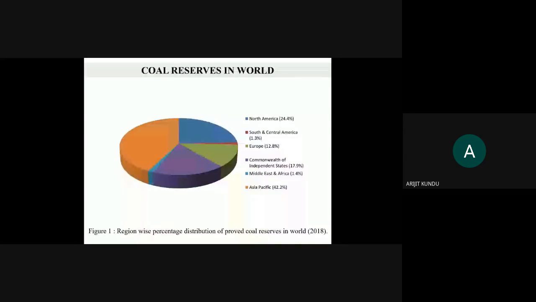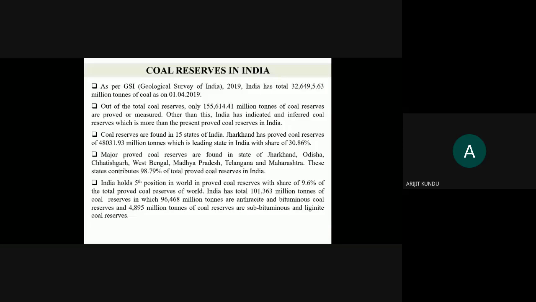Next slide. Okay, coal reserves in India. According to the Geological Survey of India, India has 3,26,495.63 million tons of coal as on 1st April 2019. Coal reserves are found in 15 states of India. Jharkhand has proved coal reserves of 48,031.93 million tons, which is the leading state in India with a share of 30.86.